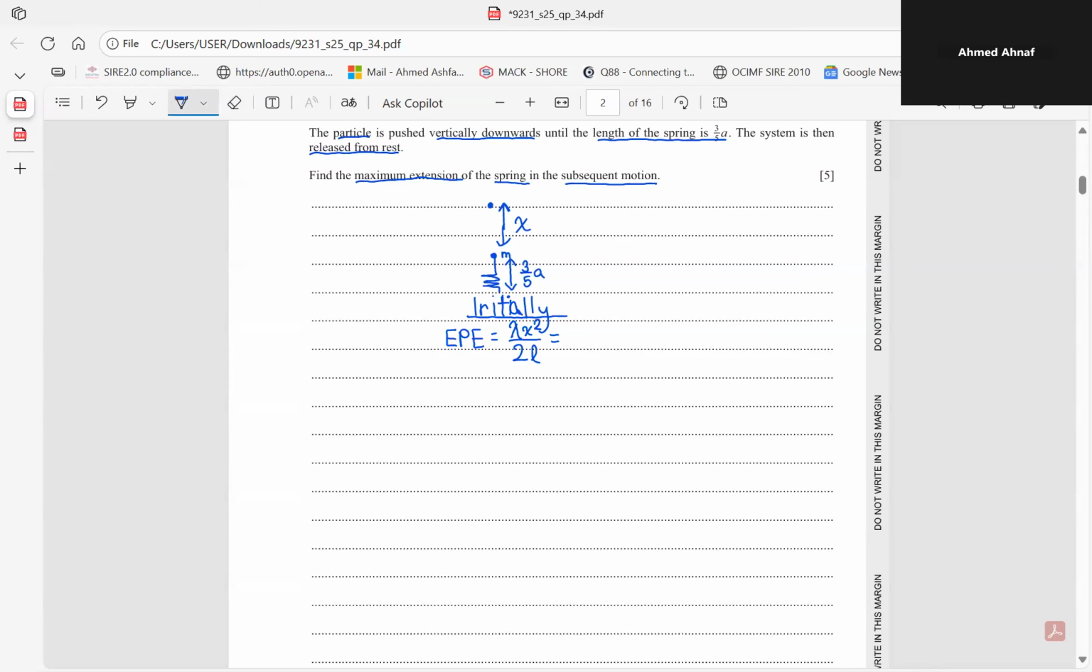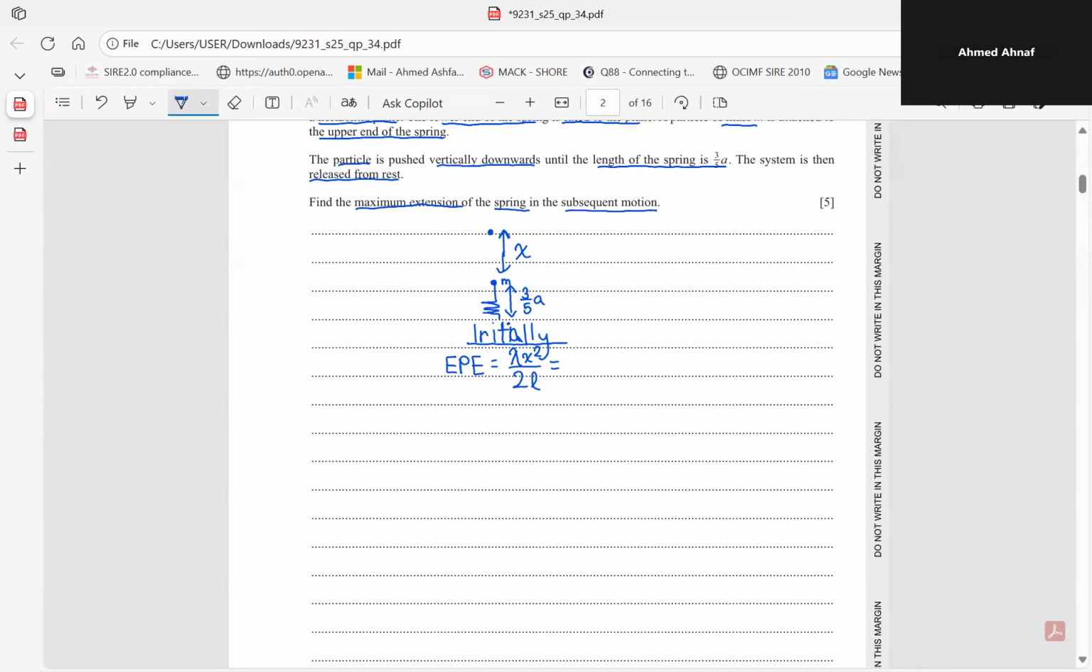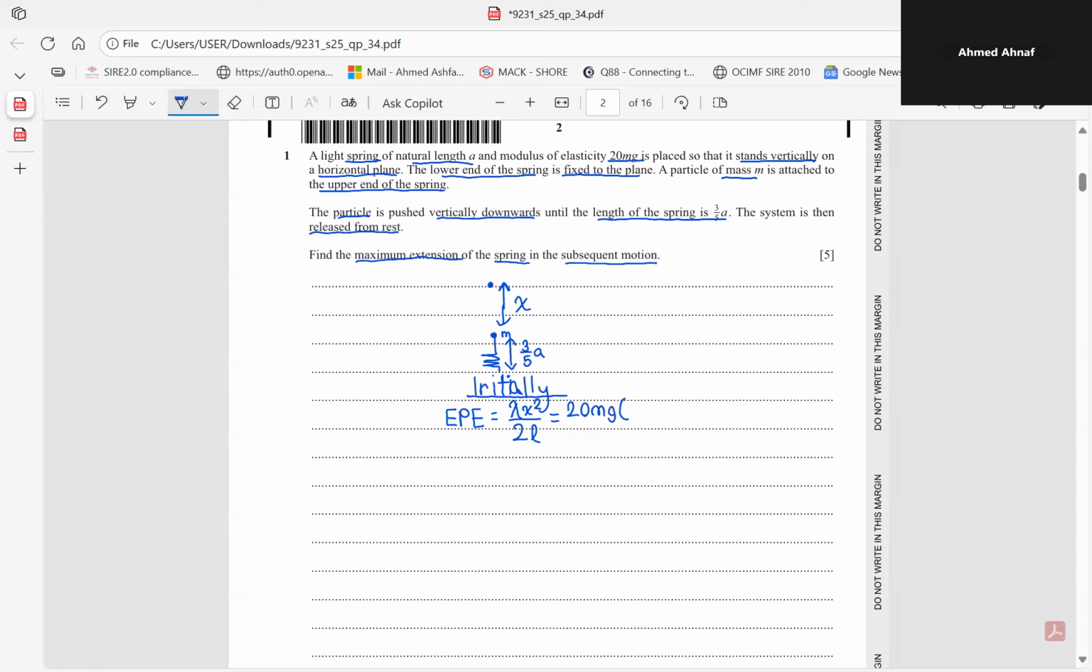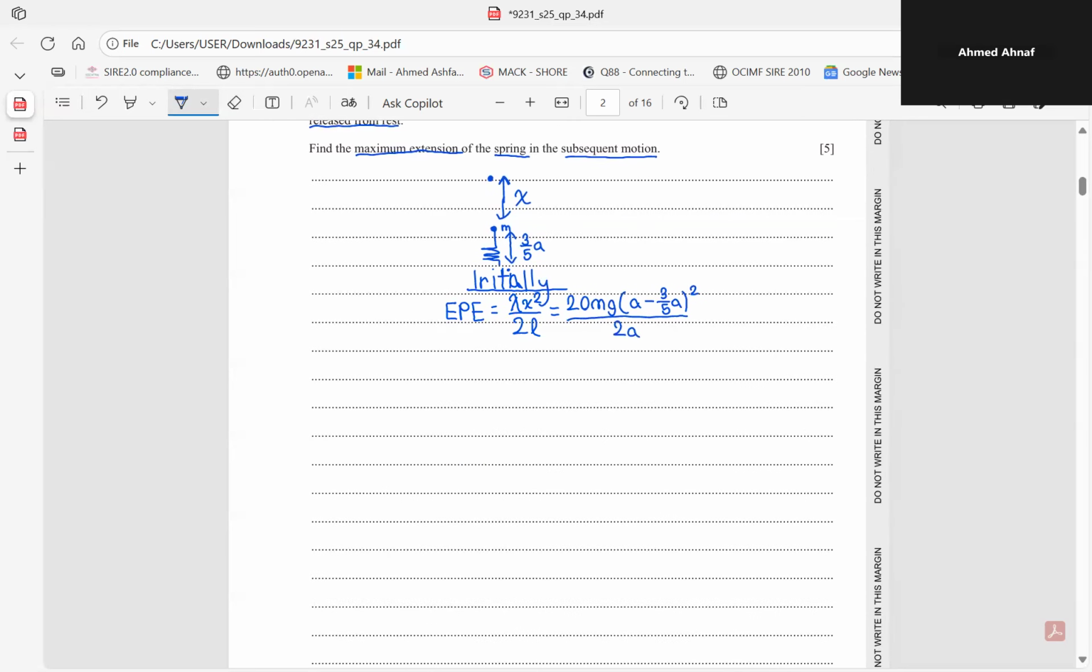So lambda is the modulus of elasticity, and then x is the extension or compression. So in this case, it's just going to be a minus 3 over 5a, a whole thing squared, and then L is the natural length, so 2a. Okay, so let's do it. Let's simplify everything.